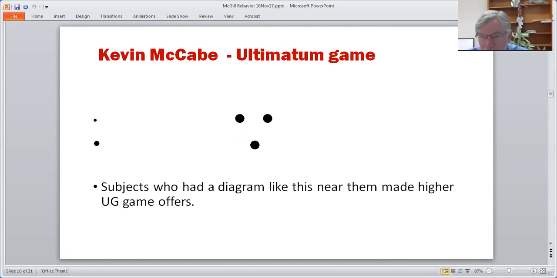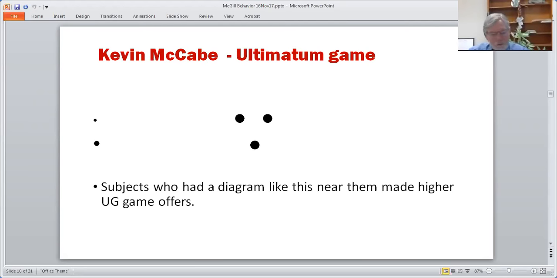This is another study done by Kevin McCabe, and he played the Ultimatum game, and he put one group, he put a diagram on the wall that just had these 3 dots. It sort of looks like a human face, you know, 2 eyes and a mouth maybe. Subjects who had a diagram like this near them made higher offers. Again, the implication is that if you think you're being watched, even in this very subtle picture, then you make higher offers to show that you're not violating social norms.